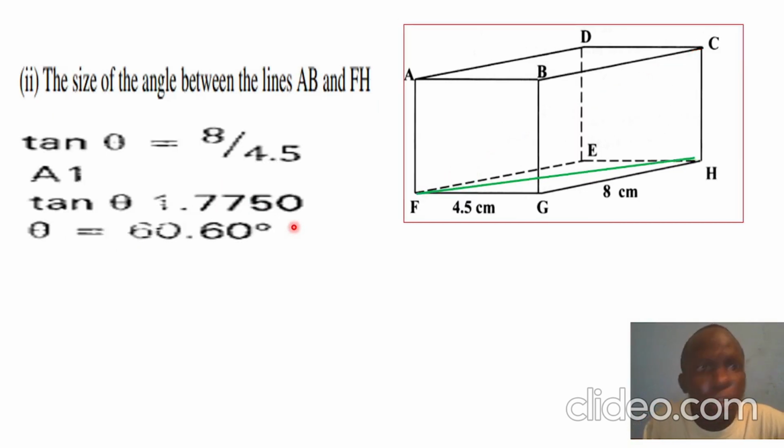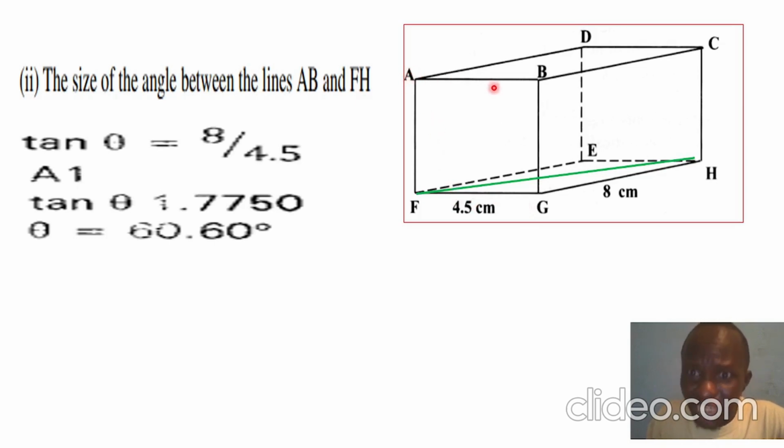Next question, find the size of the angle between lines AB and FH. So where is line AB? This is line AB. Now we need to know that line AB is parallel to line FG.